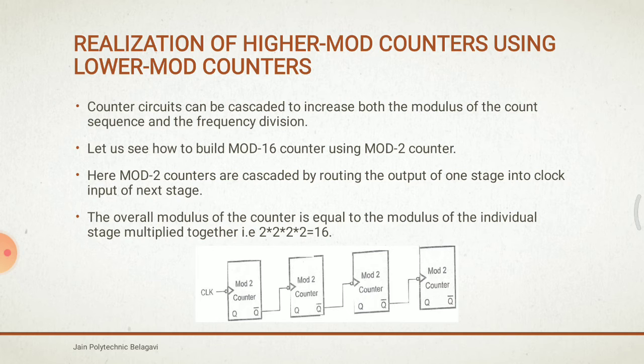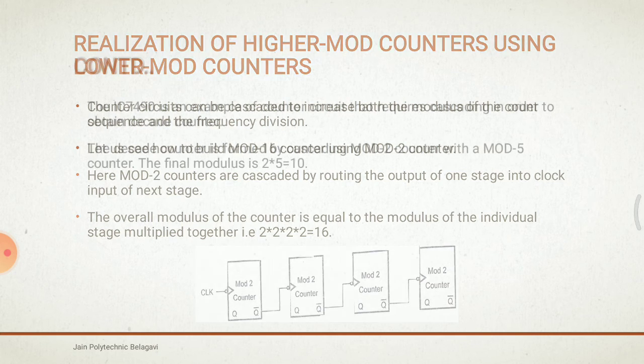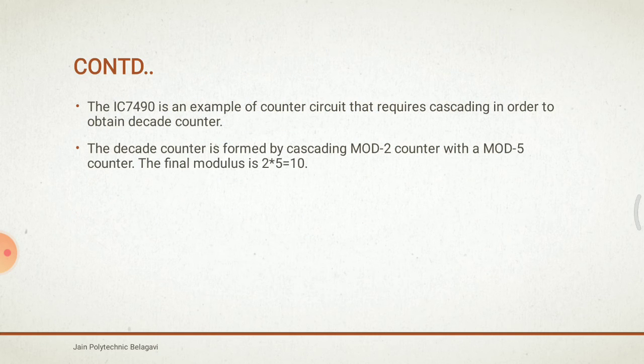Okay, the best example for designing the mod 10 counter. If you want to design a mod 20 counter, you use the 7490. Okay, 2 decade 7490 ICs are taken. The 7490 is the best example.